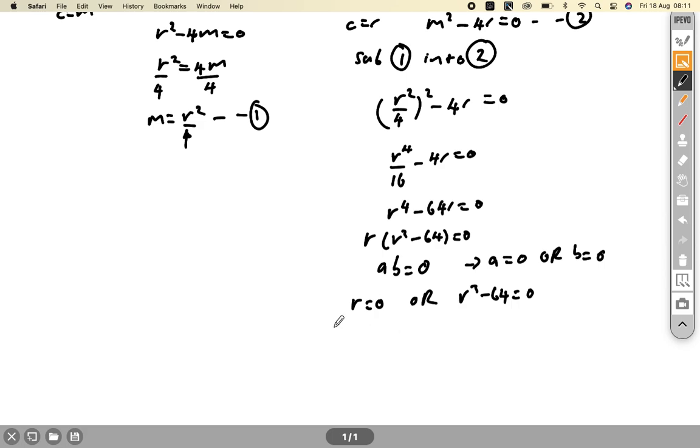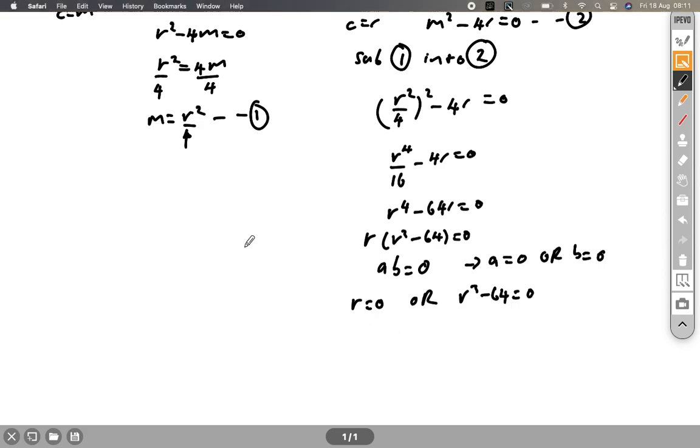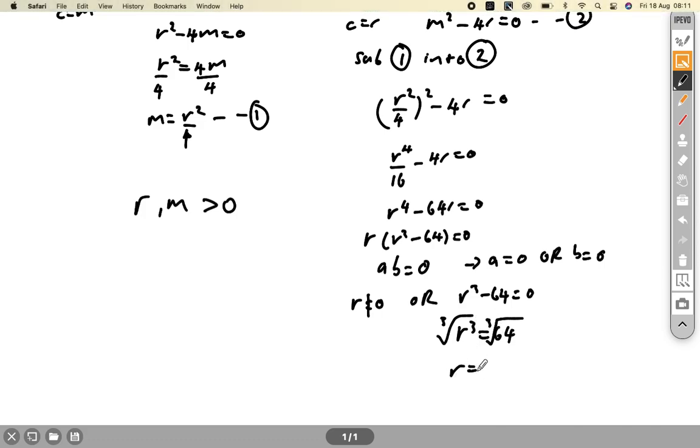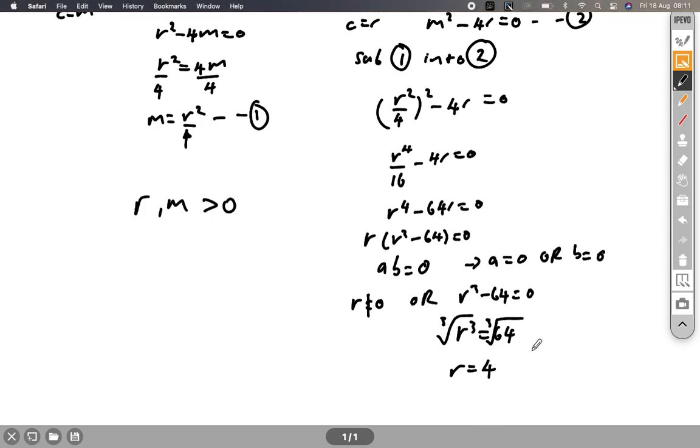And then now, since they said r and m are greater than 0, this means that this 0 will not apply. Now we can just isolate the r cubed and cube root both sides. Now we're going to get r equals 4.